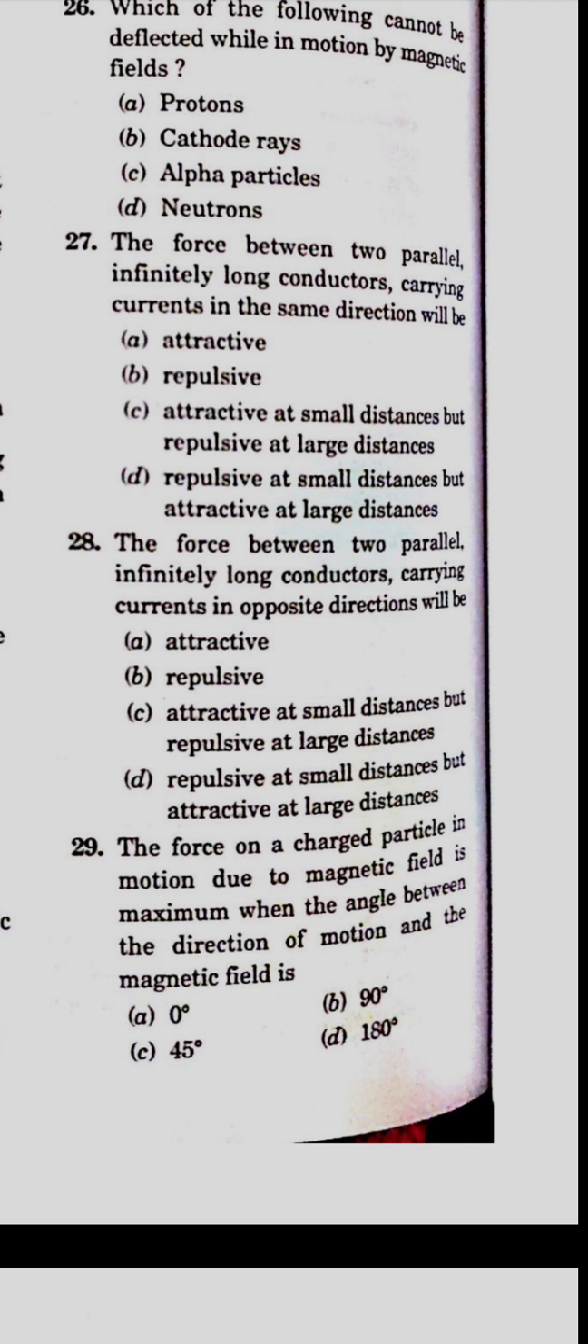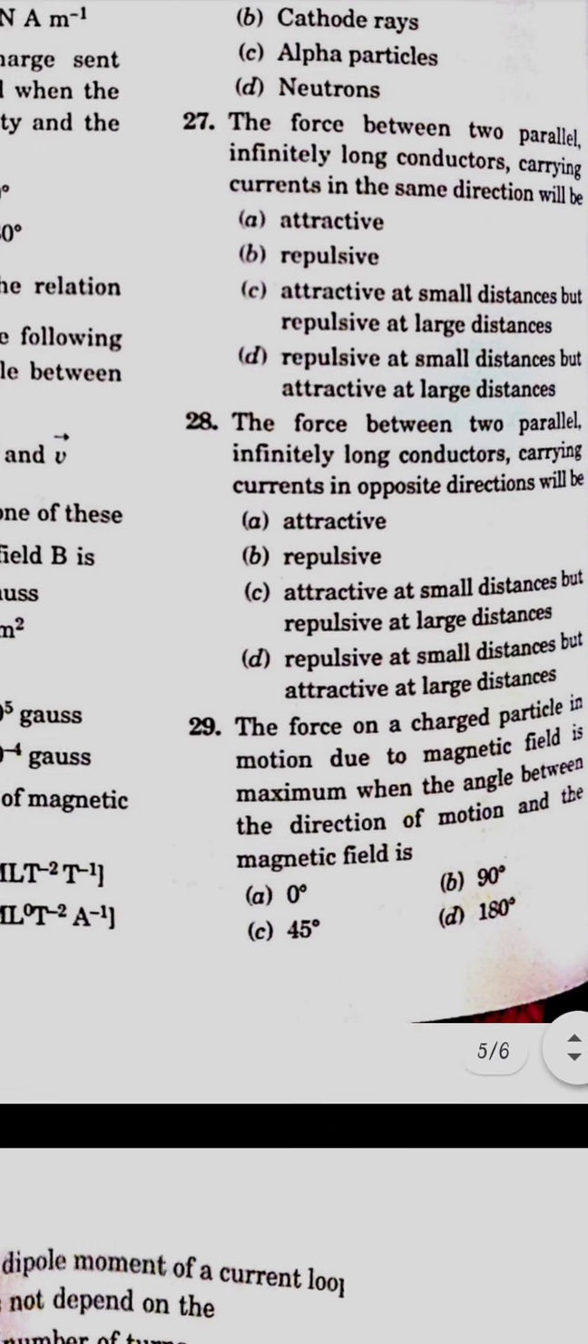The force on a charged particle in motion due to the magnetic field is maximum when the angle between the direction of motion and the magnetic field is, so we know that they should both be in the perpendicular direction, so the angle will be 90 degrees.